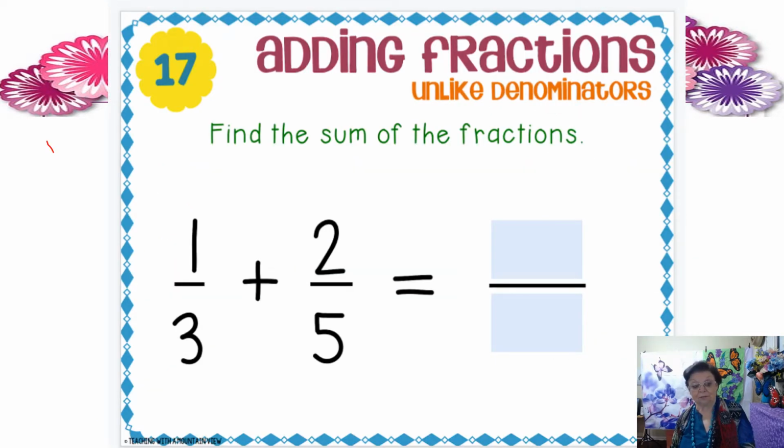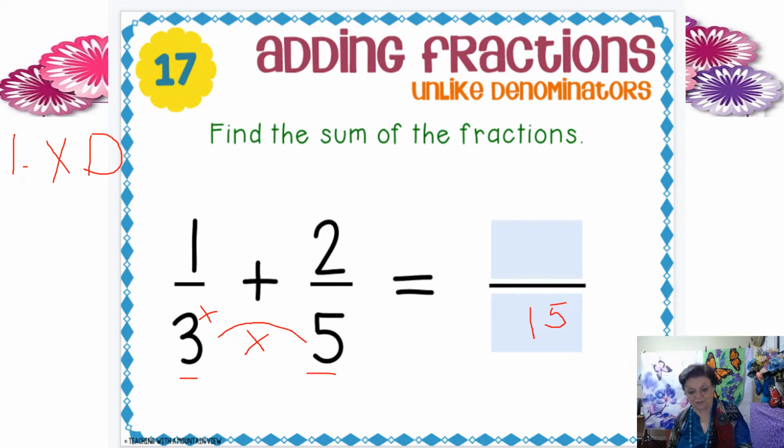Let's multiply. Step 1, multiply the denominators. Because they're different, they're not alike. So we're going to go 3 times 5 is what? That's going to be your denominator over here. Yes, it is. It's 15. Now we multiply this 3 times the 5. And when we did that, we multiplied the 5 times the 3.